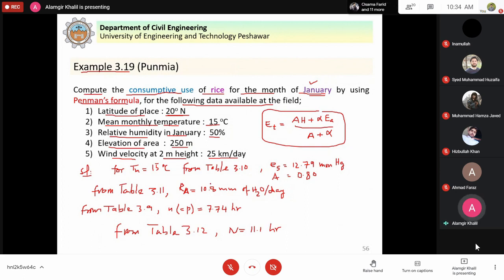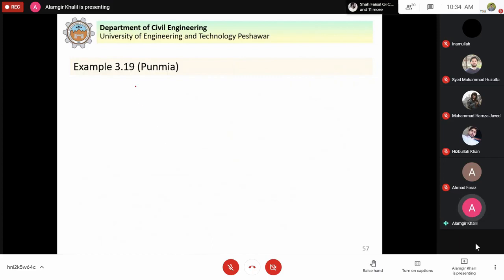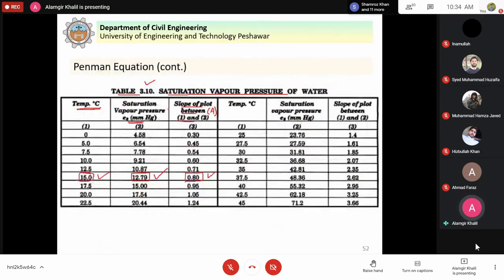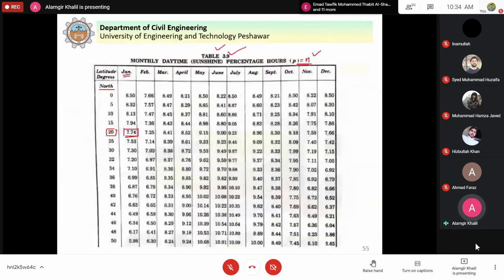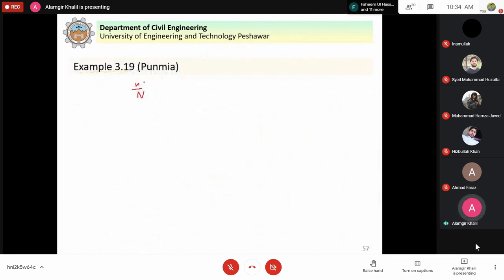So now we have taken these values from the different tables. Now what we can do is calculate small n divided by capital N, because if I go back and see the formulas, I need to calculate small n by capital N. So this will be equal to 7.74 divided by 11.1. So this will be equal to 0.697.